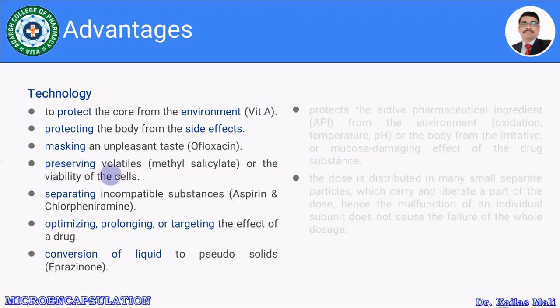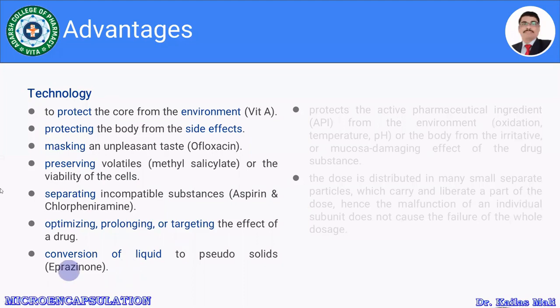It preserves volatile materials like methyl salicylate, or it is going to improve the viability of the cells. It separates the incompatible substances, as we have already seen. The example is aspirin and chlorpheniramine. Then optimizing, prolonging, or targeting the effect of the drug, and conversion of liquid to pseudosolids. The example is prazinone.